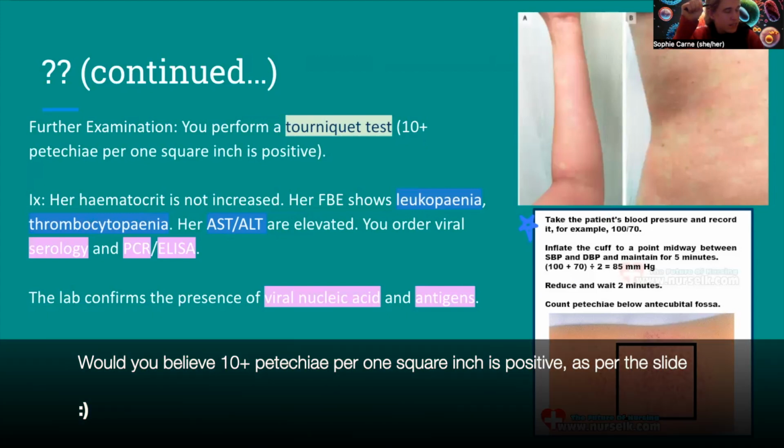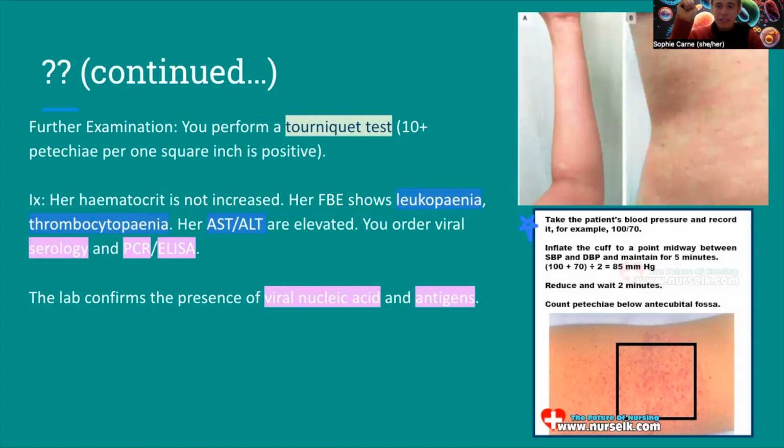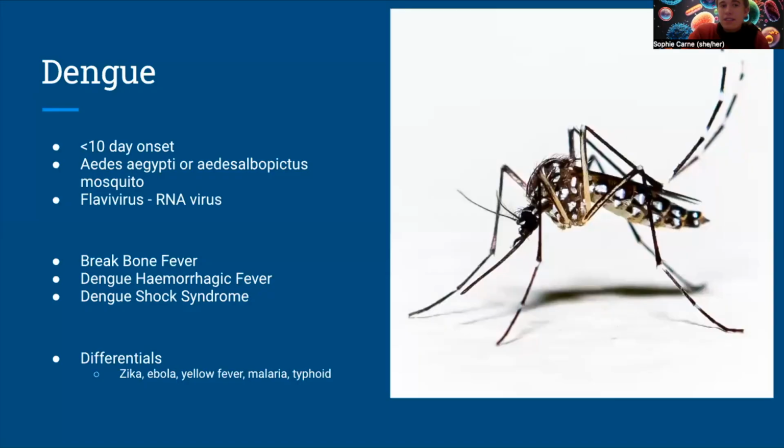And I think it's above, I'll have to double check, but it's some number of petechiae per area that's a problem. Thrombocytopenia, liver enzymes elevated. Serology, PCR, and ELISA are the tests of choice for this particular disease. You also get a viral nucleic acid and antigens and confirm that the diagnosis is dengue. So dengue, a less than 10-day onset usually. It's transmitted by the Aedes aegypti or Aedes mosquito, and the actual organism is flavivirus, which is an RNA virus.